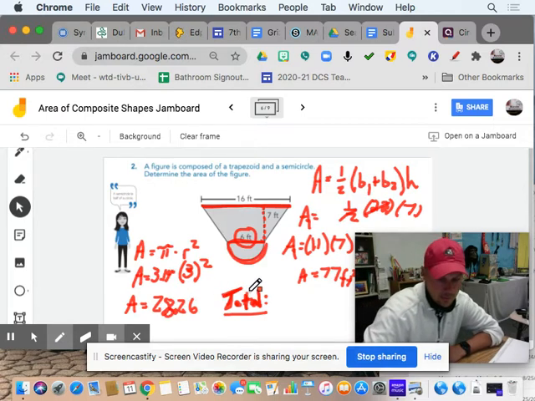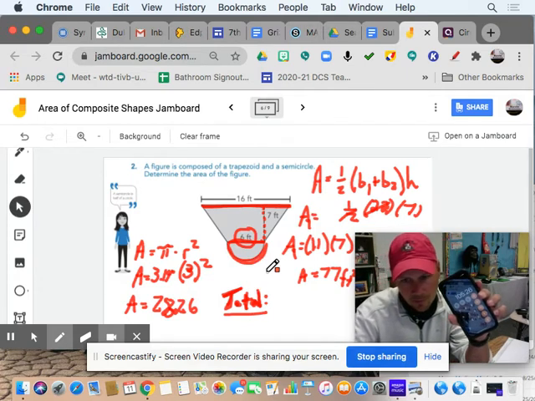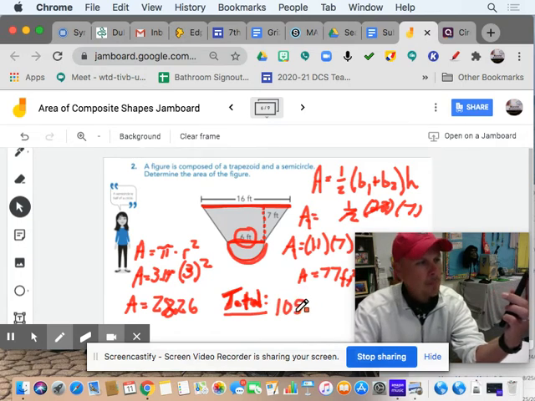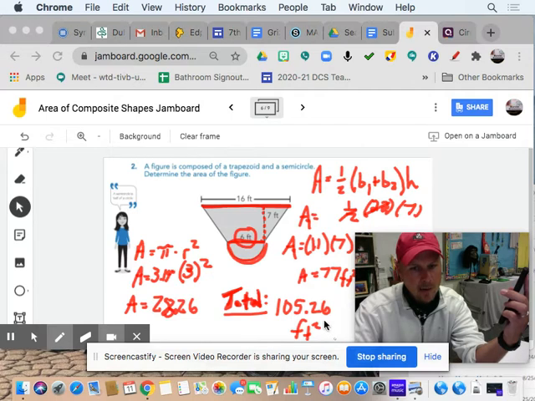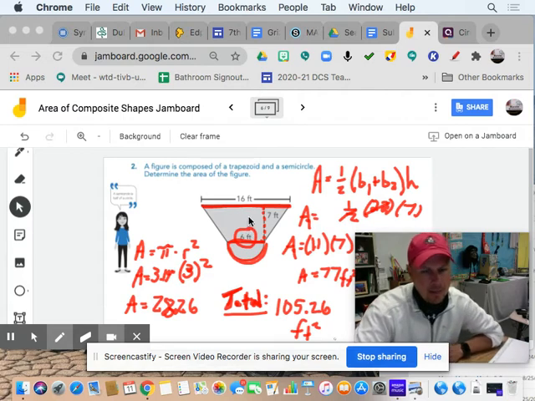So if we add the 28.26 plus the 77, we end up with right there 105.26. And that's going to be feet squared, also known as square feet. So approximately 105.26, or just a little over 105 square feet, is the area of that figure.